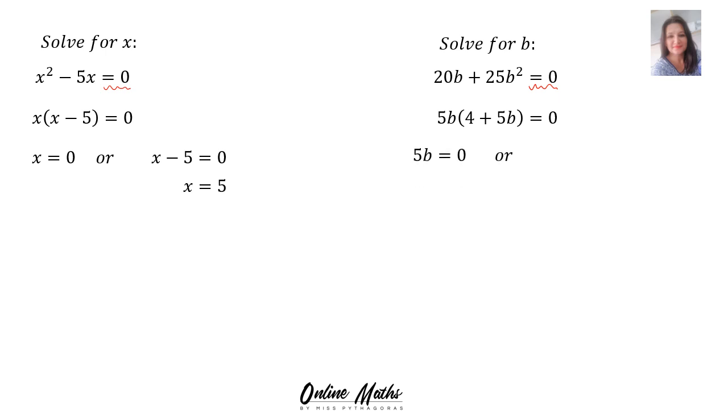And then we can say 5b is equal to 0. And then we solve for b by dividing both sides by 5, and then b is equal to 0 over 5, which is 0. Or we take the other factor, the bracket, and we say 4 plus 5b is equal to 0. 4 walks across and it becomes negative 4, and then to solve for b, divide by 5, divide by 5. So the answer, b is equal to negative 4 over 5.